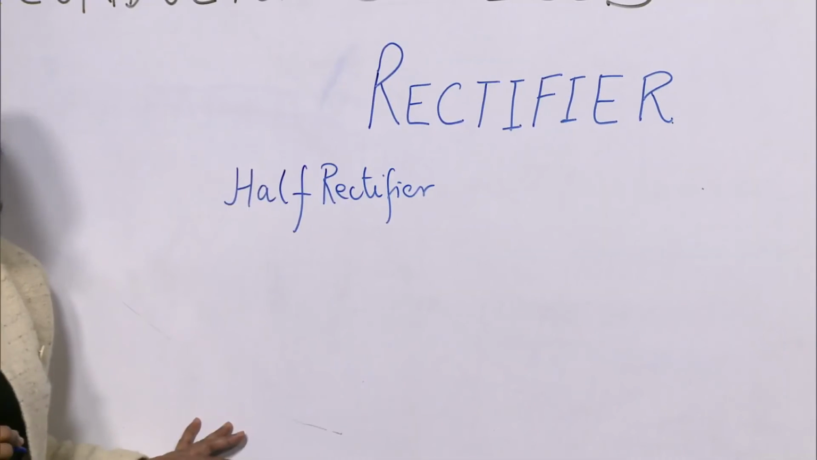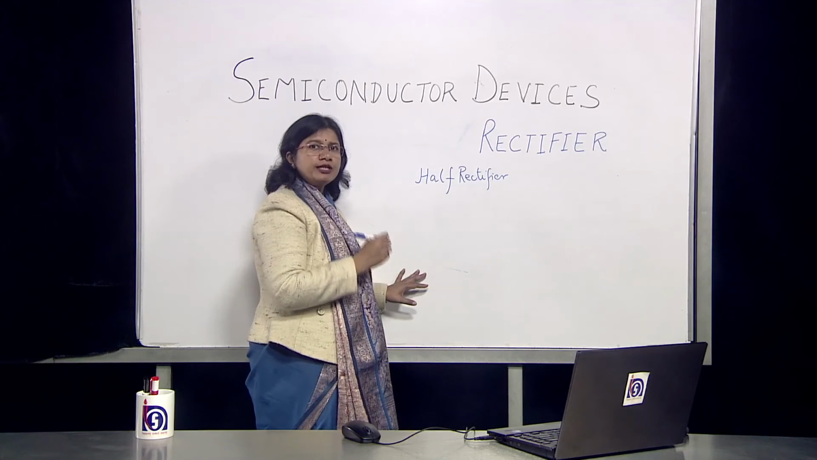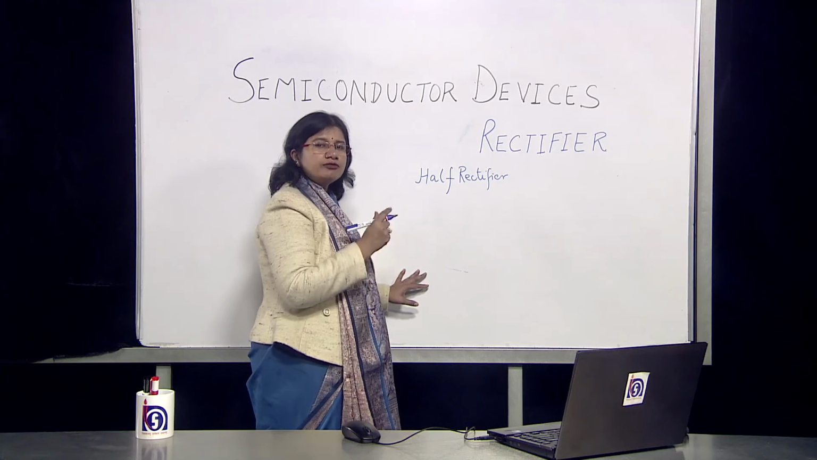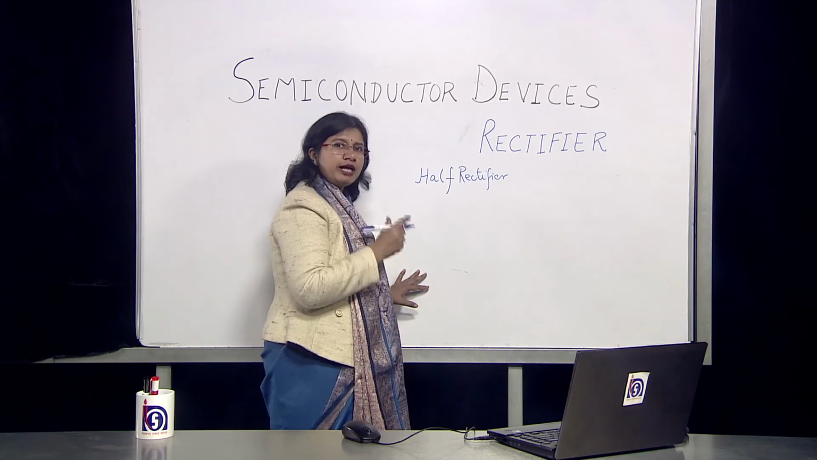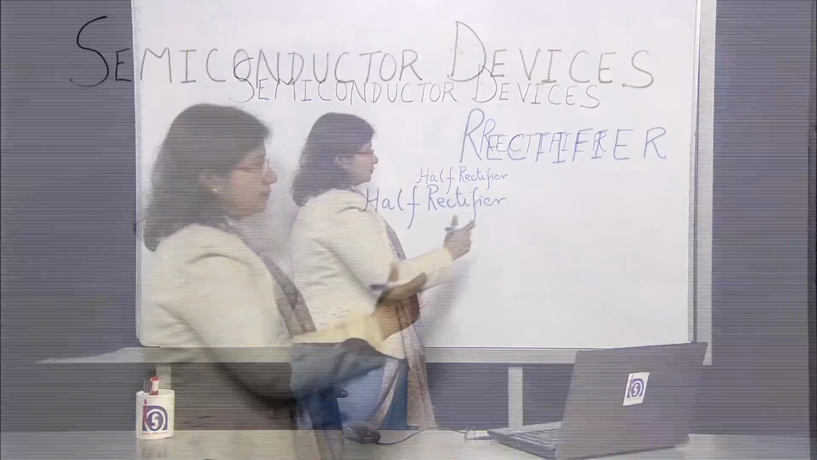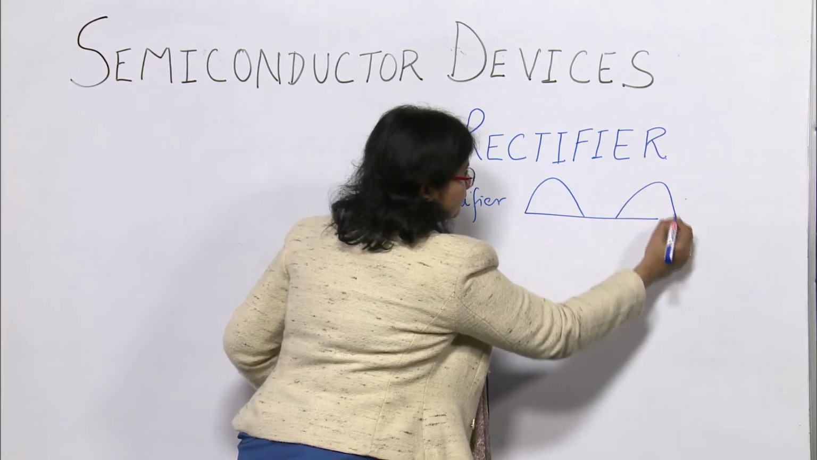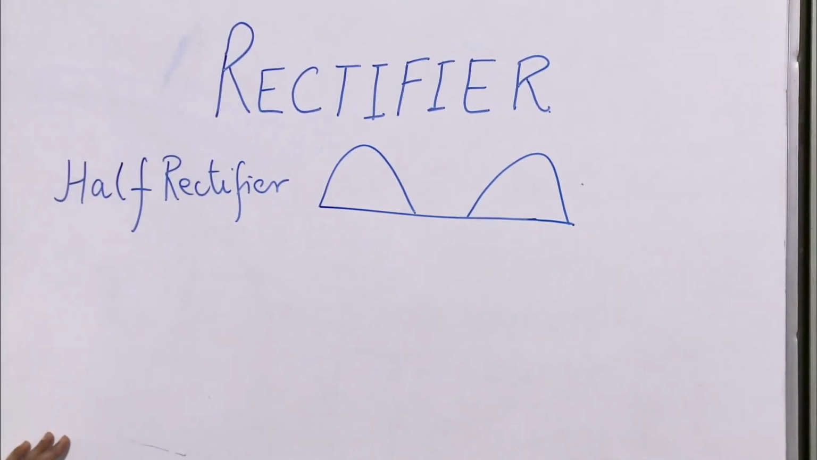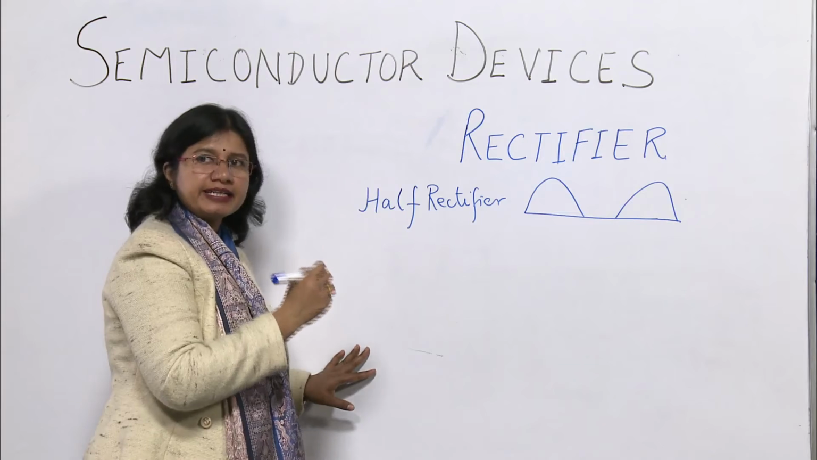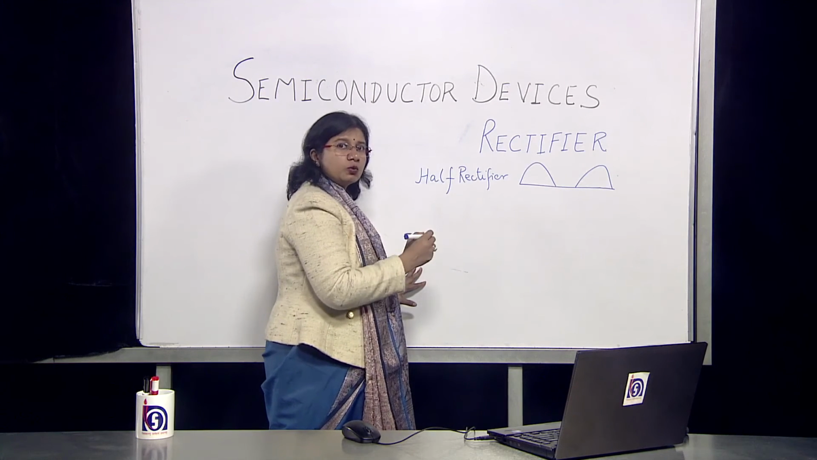For half wave rectifier, we have seen that even though the input is an AC cycle, the output is only for half of the cycle. So, if I show the output on the board, the output looks like this. This is the output of a half wave rectifier, making the efficiency extremely low.